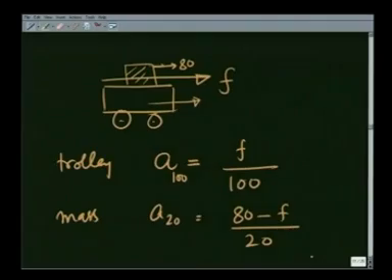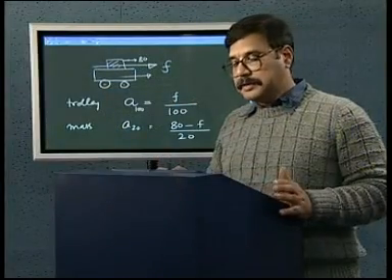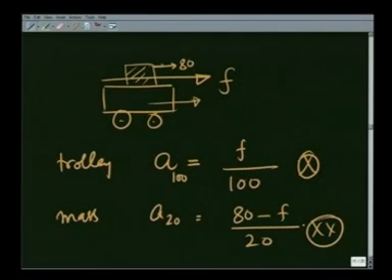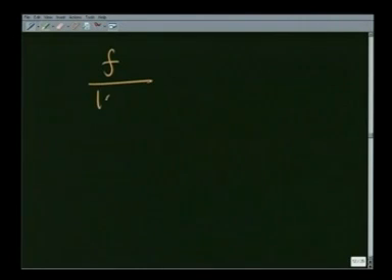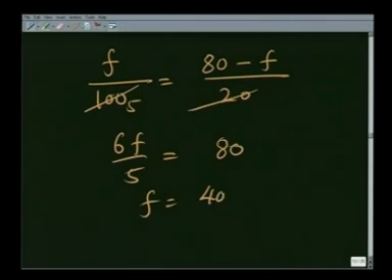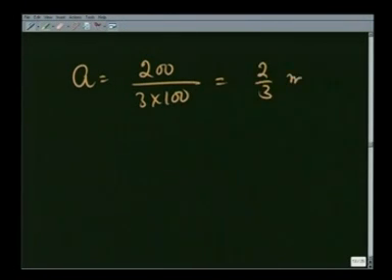And since there is no slipping, because 80 newtons happens to be less than the maximum frictional force, these two accelerations must be equal, and therefore I should have F over 100 equals 80 minus F over 20. That's F over 5 plus F over 100 equals 80, or F equals 400 over 6, or 200 over 3 newtons, and that gives me the acceleration a, 200 over 3 times 100, equals 2/3 meters per second square.